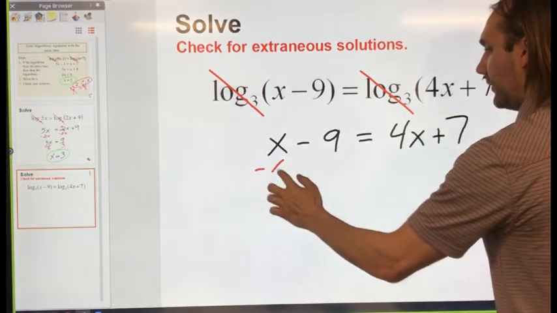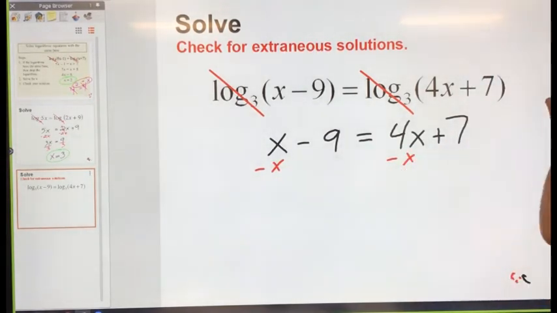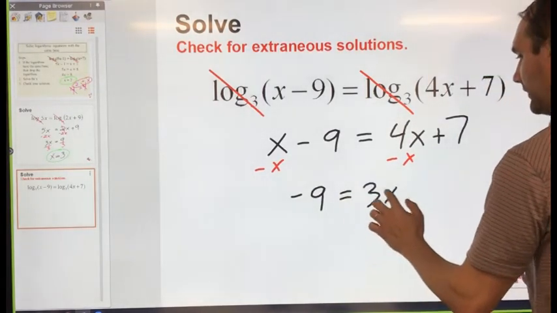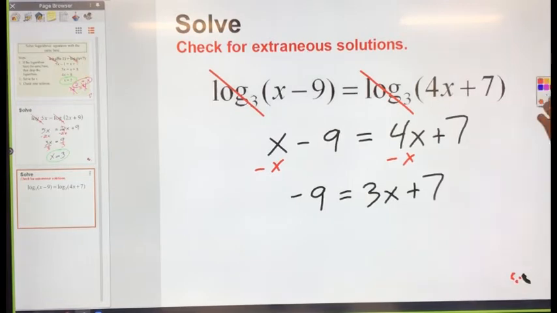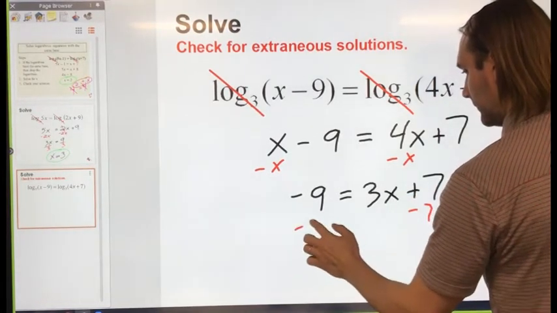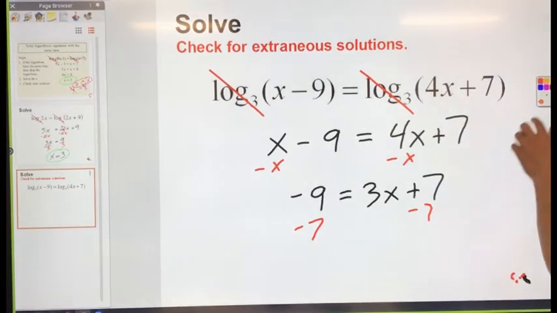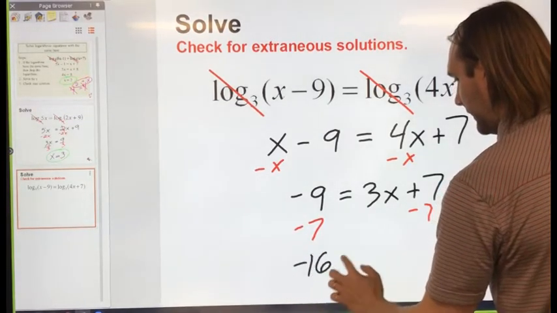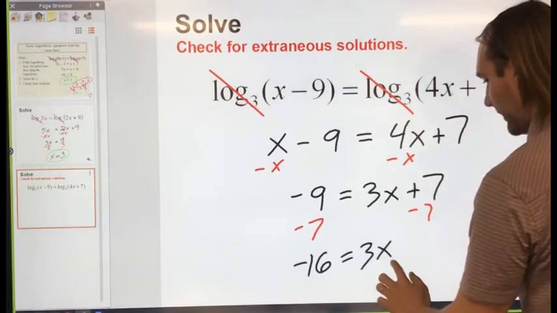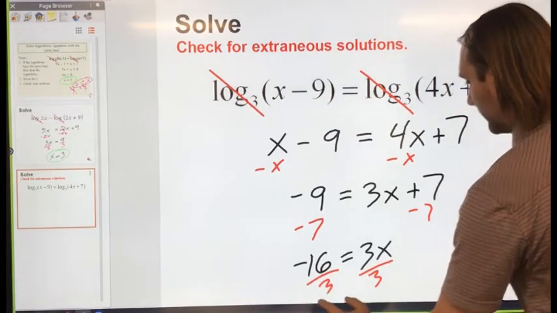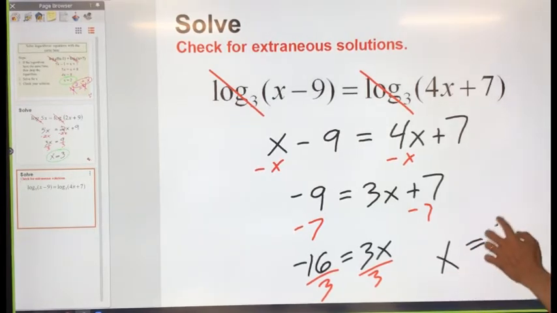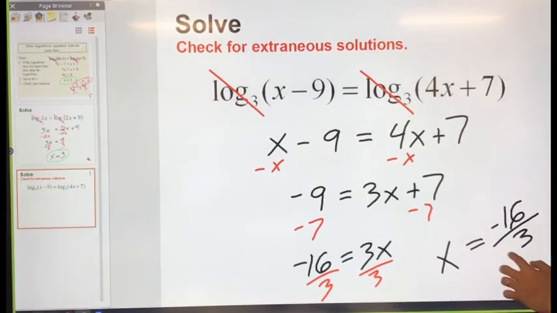So let me move this x over. That's going to give me negative 9 equals 3x plus 7. Let me isolate my variable and move that 7 over. I get negative 16 equals 3x. And last but not least, divide by that 3. I get a value of x equals negative 16 over 3.